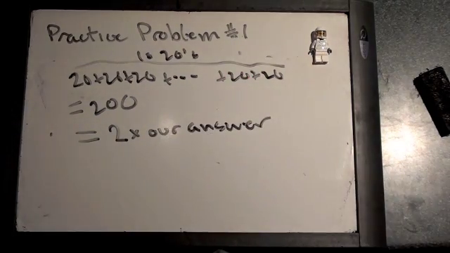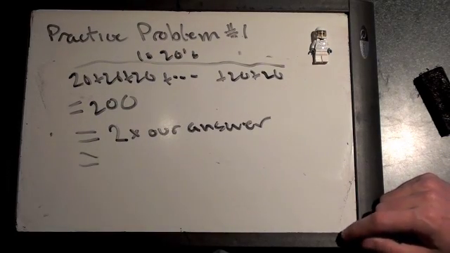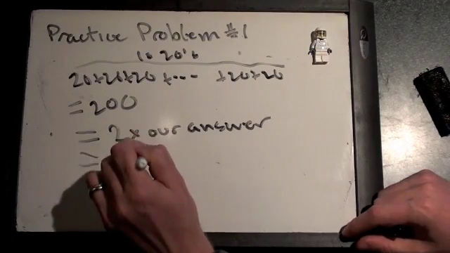So what does 1 plus 3 plus 5 plus 7 all the way up to plus 15 plus 17 plus 19 add up to? If 200 is twice our answer, 200 twice our answer adds up to 100. It adds up to 100.